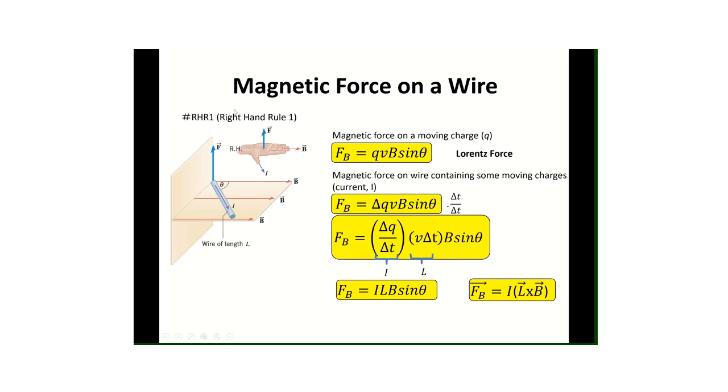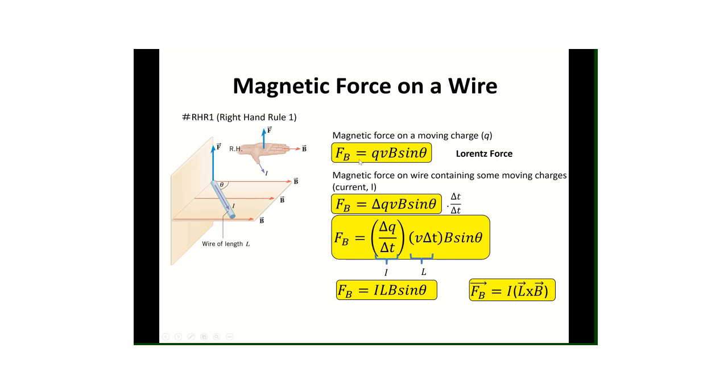The next thing that I want to deliver to you is about how to calculate magnetic force on a conducting wire. From the previous study, you have known already how to calculate the magnetic force on a single moving charge Q. The magnetic force on a single moving charge is equal to QVB sine theta, or you can also know this magnetic force as a Lorentz force.